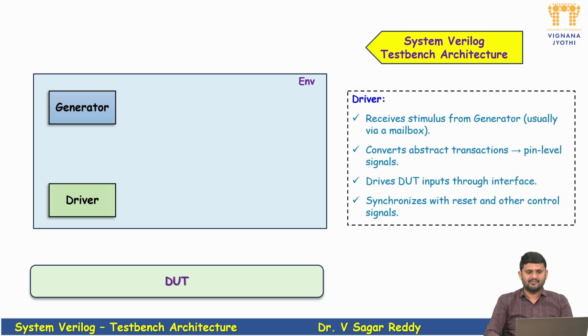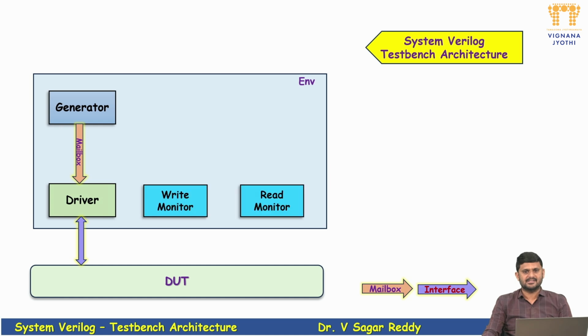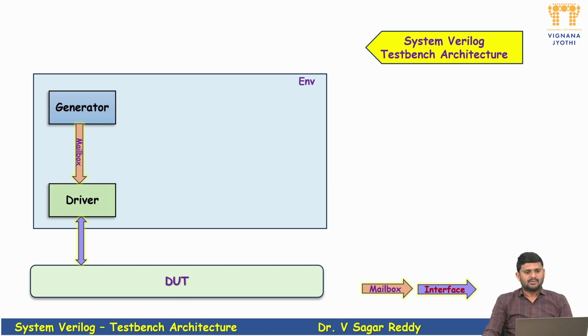So now, if the generator is the brain, the driver is the hands, and it physically applies the stimulus to the design. If you see the mailbox, and those are the interface connections. Now look at this slide carefully, because something important has been added here. We can now see the mailbox connection between the generator and driver, and the interface connection between the driver and the DUT.